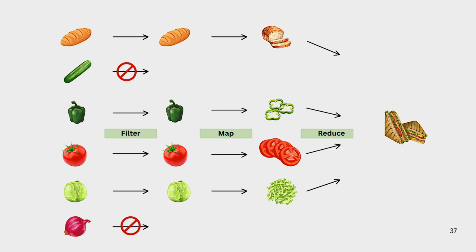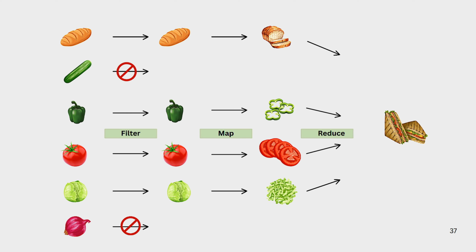Here I take the approved ingredients and prepare them for the sandwich. For example, a whole vegetable might need chopping or slicing. So I use the map function to transform each one into a more sandwich-friendly form. So what map does is convert your array into a different form. Simple as that. Finally, I use the reduce function to assemble the sandwich.